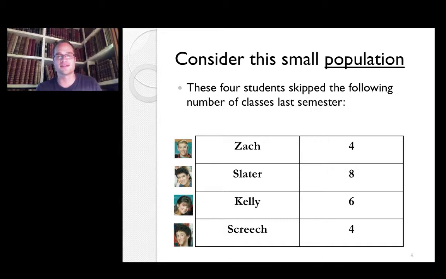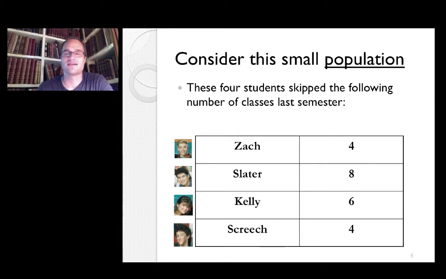These 4 students skipped the following number of classes last semester. All right, slackers, these guys. We've got Zach, who clocks in at 4 classes skipped. Then Slater. Student's name is Slater. Imagine. Anyway, Slater misses 8 classes last semester. Horrible. Kelly, right? Kelly misses 6 classes. And Screech, the student Screech, misses 4.